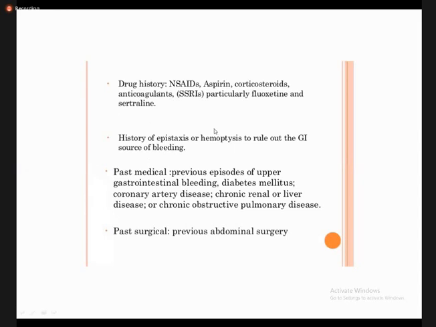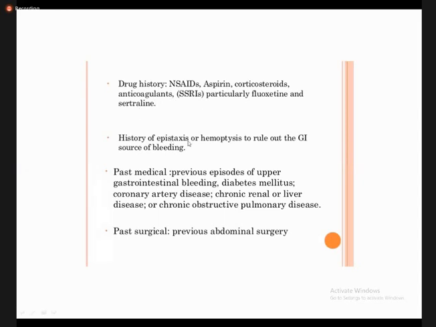The drug history is also very important. NSAIDs, as we have discussed, are the most common cause of GI bleed, but there are also other drugs which can cause GI bleed, like aspirin, steroids, anticoagulants, and SSRIs.